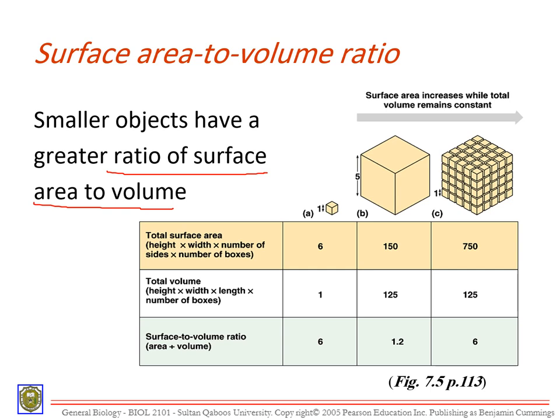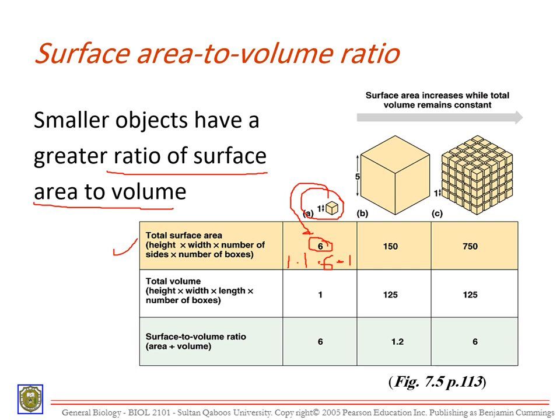Here, to calculate the surface area, they gave us the equation: height by width, by number of sides, and by the number of boxes. So let's calculate the surface area of each scenario. Scenario A, and then height 1, multiplied by the width, which is 1, multiplied by the number of sides, it has 6 sides, of course, the square, multiplied by the number of boxes, and then 1 box. So 1 times 1 times 6 times 1 is equal to 6. So the surface area of this box is 6.